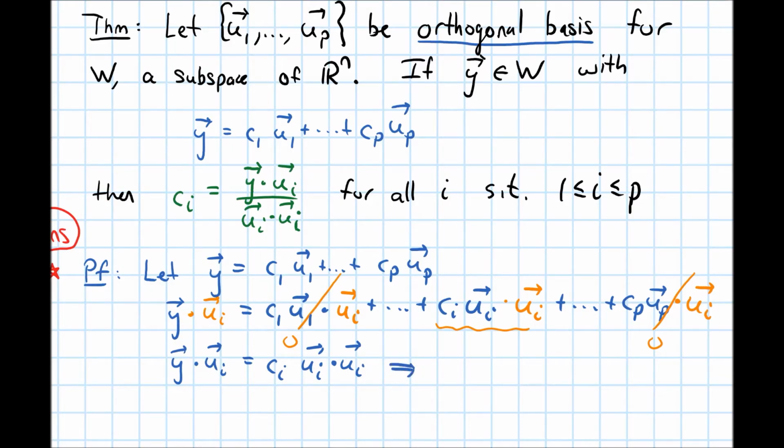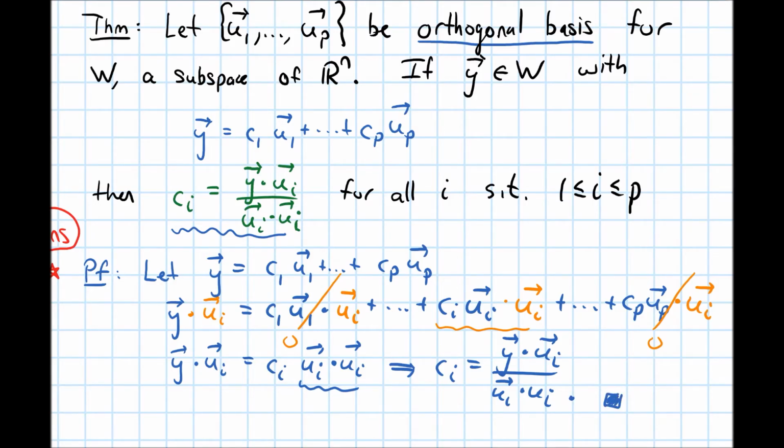Alright, so now dividing both sides by this. This is just a scalar. After you dot these two vectors, this is a scalar, so we can divide by it. We get that ci equals y dotted with ui over ui dotted with itself. And that's what we wanted to show. That's this formula that we were trying to get.